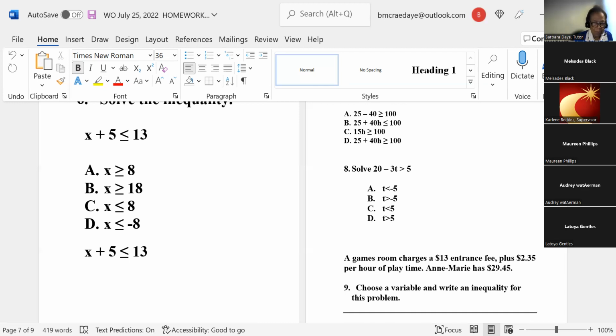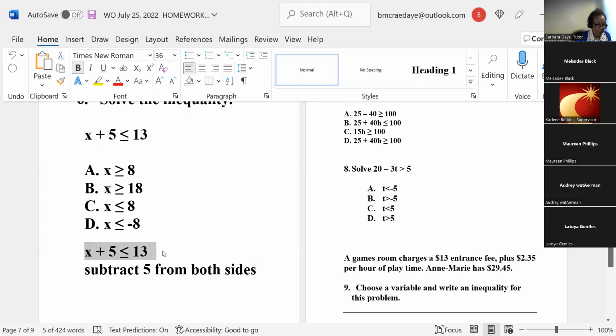What would you do, Maureen? Put 5 on the 5 and 5 on the 13. I don't like "put." We talk math here, Maureen. Add, subtract, multiply, divide. Which one? Subtract 5 from both sides. That's it, Maureen. I knew you knew that. Okay, so let's take this and subtract out 5. And you know your answer, right, Maureen?